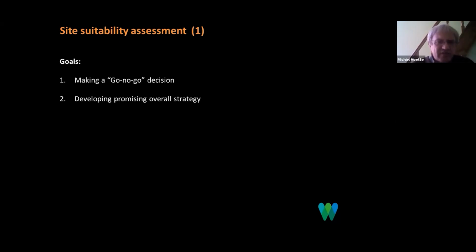But even if it's already decided that SMART will be introduced, I think it's still useful to do something like an overall assessment of the situation in which you will work.